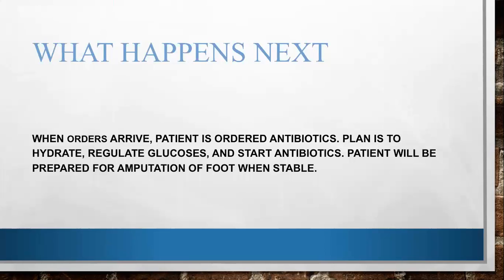Now, what happens next? When orders do arrive, the patient is ordered antibiotics, and the plan is to hydrate, regulate glucose, and then start antibiotics. The patient will be prepared for amputation if the foot is unstable. With this, what did your patient come in thinking was going to happen? What issues may arise related to this misunderstanding or miscommunication, or lack of willingness to accept what the physicians are saying? And what resources and interventions can be utilized to assist the patient at this time? What is most critical at this point in communicating with the patient?